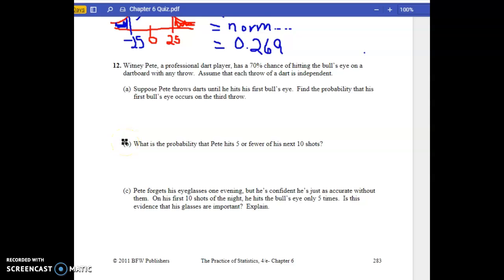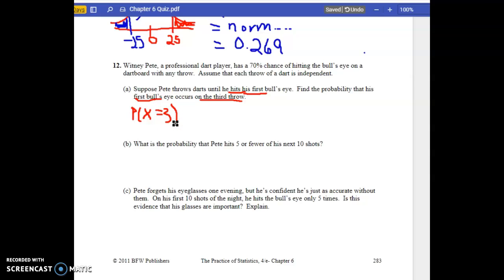All right, FRQ number 12 is about a dart player, and his chance of hitting the bullseye is 70% on any throw, and it says assume each throw is independent. So in part A, suppose Pete throws darts until he hits his first bullseye. So keyword: hits his first bullseye. Find the probability the first bullseye occurs on the third throw. So that means I want to find the probability, I'm just going to call it X, is equal to 3.